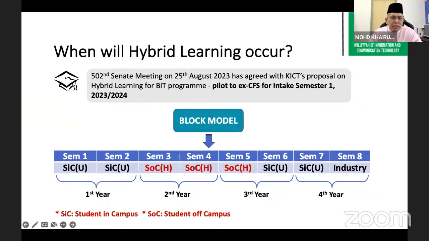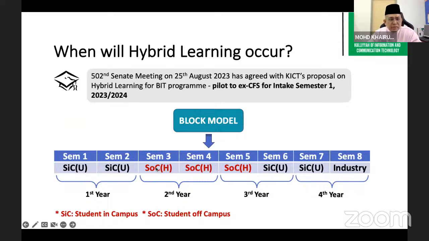This is the only model that we apply in our BIT program. If you can see semester 1 and semester 2, students basically must be in the campus. You have to come to the campus, you have to take all the courses, physically attend the class, because in these two semesters you have to take all the university courses and computer science courses, which are required. So that means you must be in the campus.